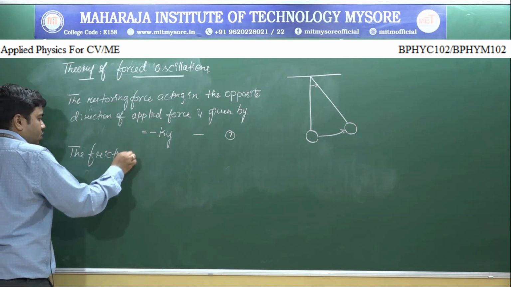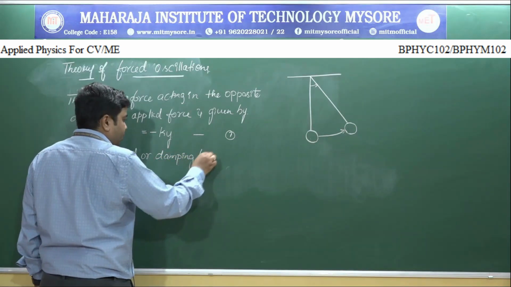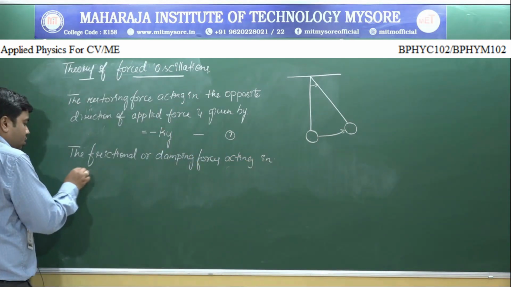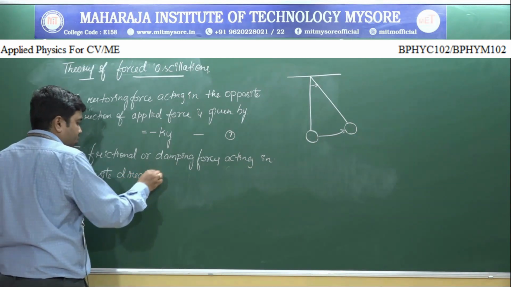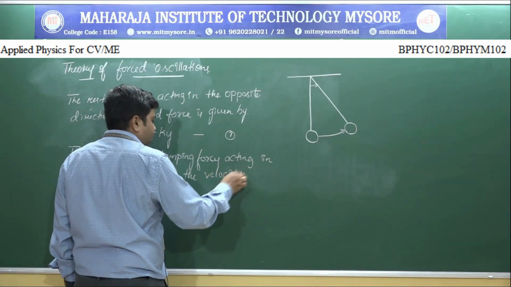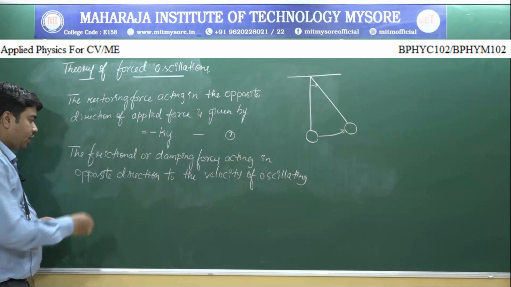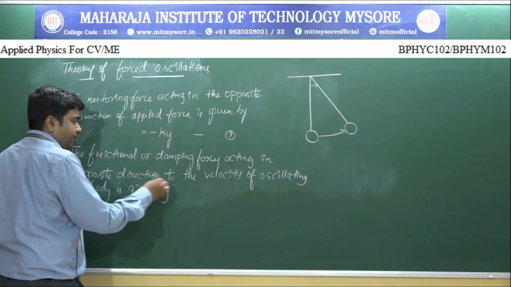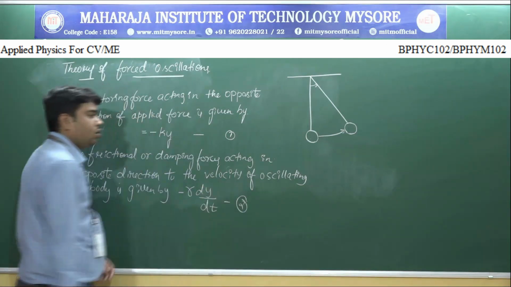The second force is the frictional or damping force acting in the opposite direction to the velocity of the oscillating body, which is given by minus r into dy by dt. This is the second force.